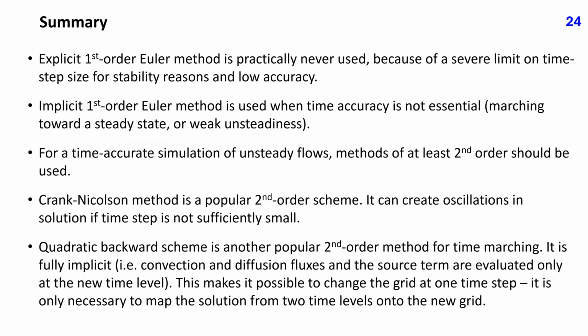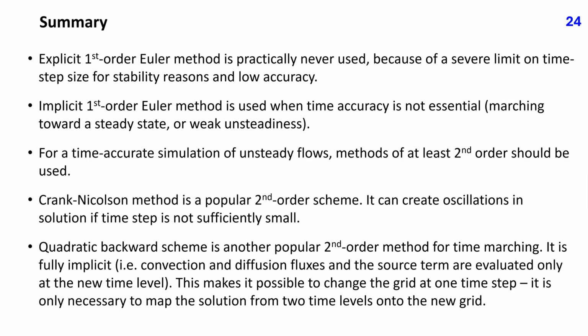Here is a summary of this lecture. Explicit first-order Euler method is practically never used because of a severe limit on the time step size for stability reasons and because of low accuracy. Implicit first-order Euler method is used when time accuracy is not essential, for example, marching toward a steady state or weak unsteadiness. For a time-accurate simulation of unsteady flows, methods of at least second order should be used.